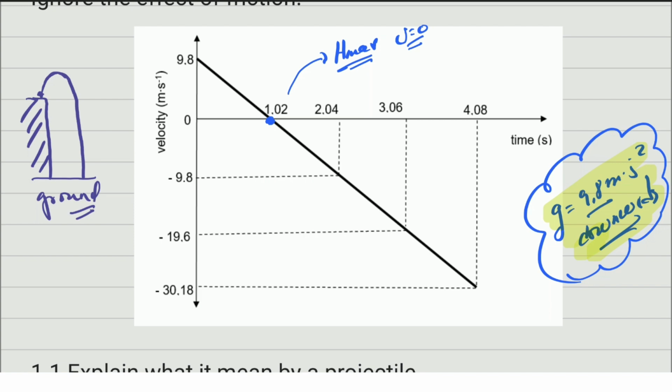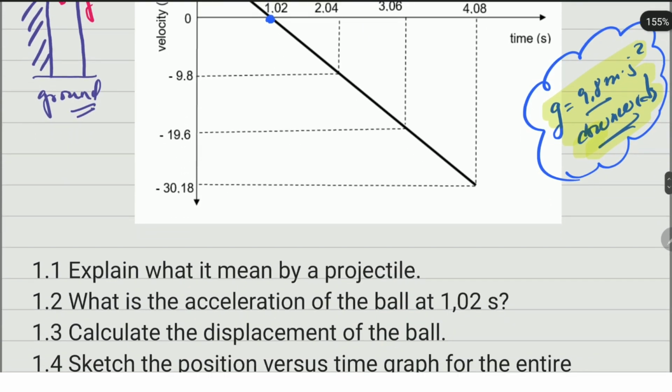At the maximum height, the velocity is 0, but the acceleration is still going to be 9.8 meters per second squared downward. So if we look right there, the acceleration at that point will be g, which is 9.8 meters per second squared downward. So that answers question 1.2.